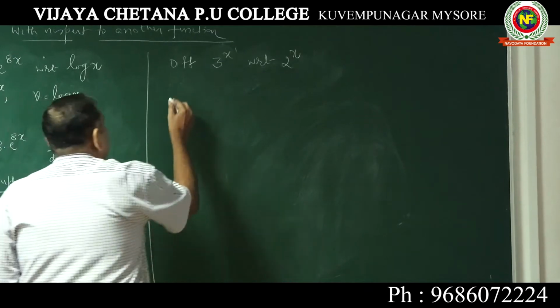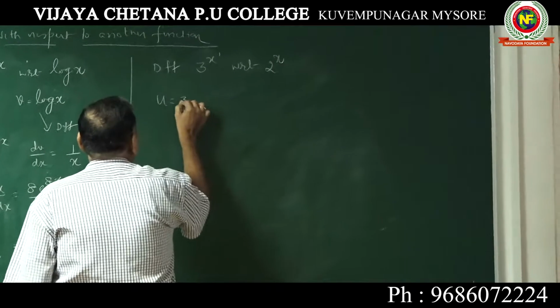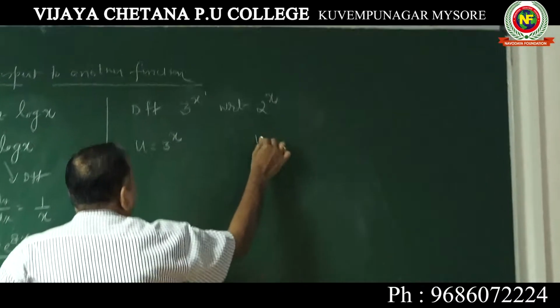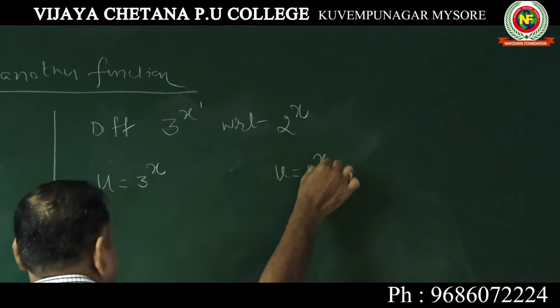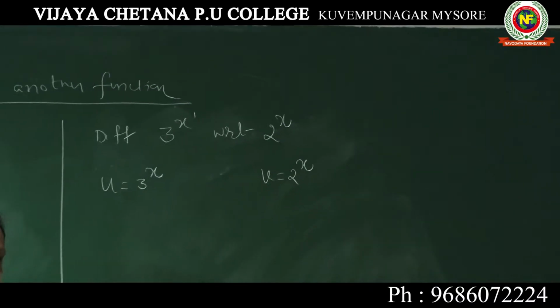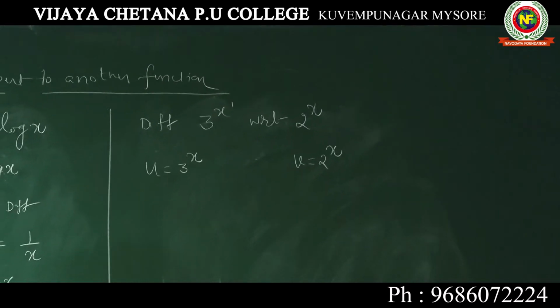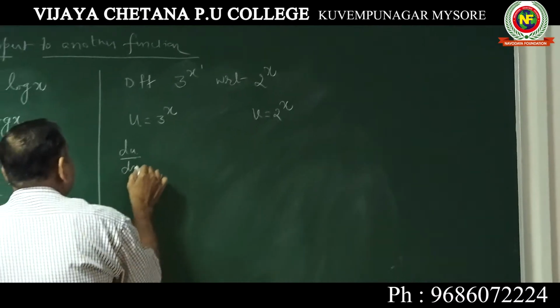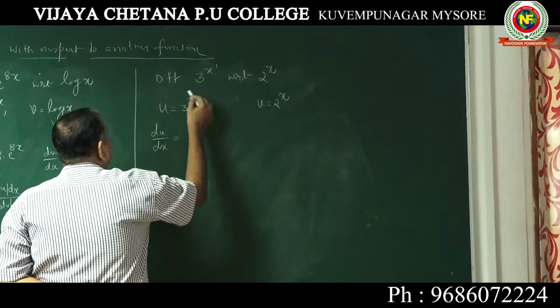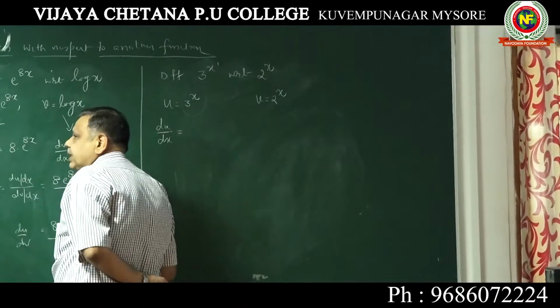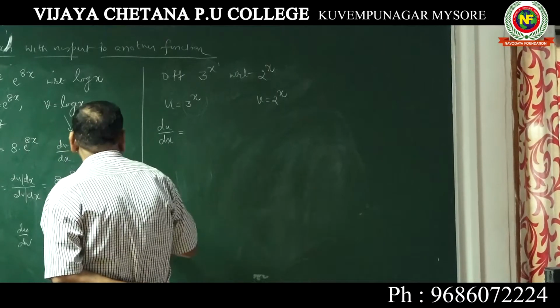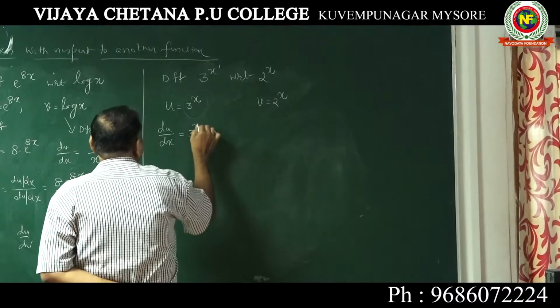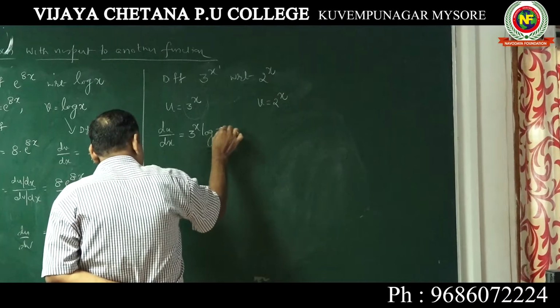Take it as u is equal to 3 to the power of x, and v as 2 to the power of x. Take the first function as u, the second function as v. Now differentiate du by dx, differentiate with respect to x. You know what is the differential coefficient of a to the power of x? a power x log a. Here it is 3 power x log 3.